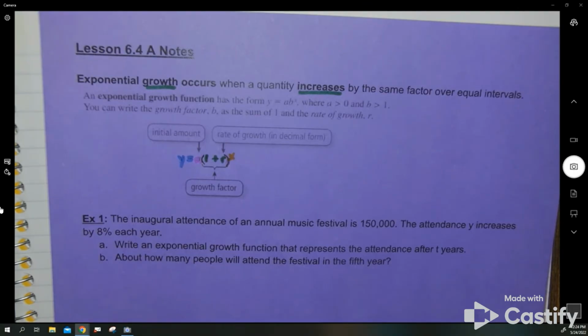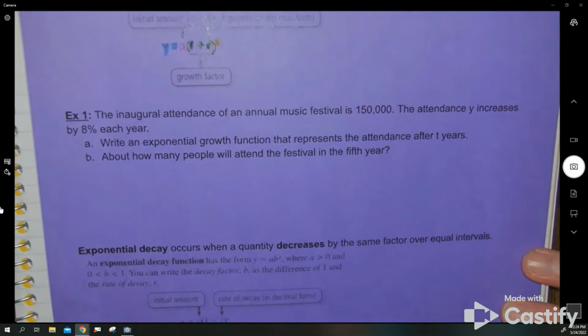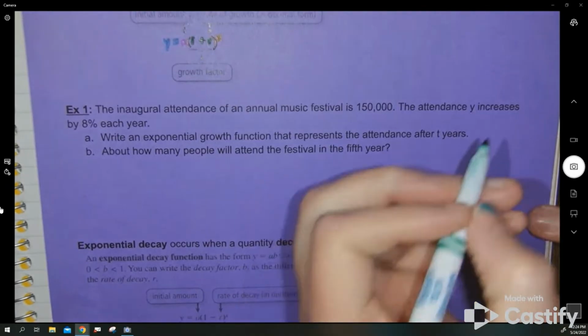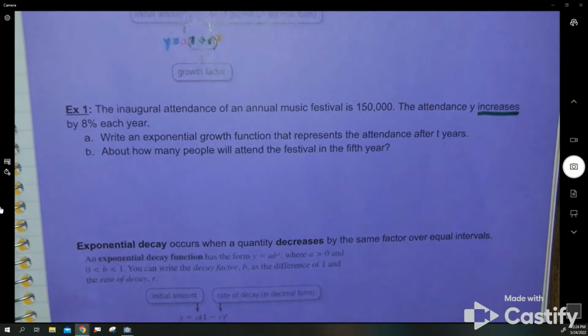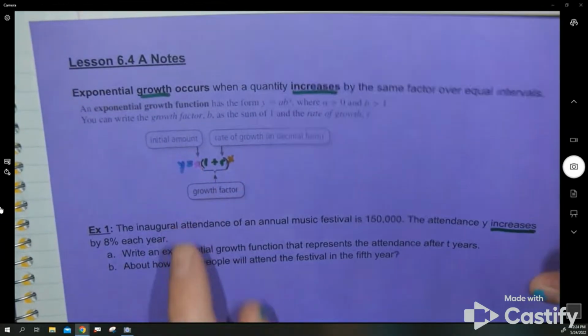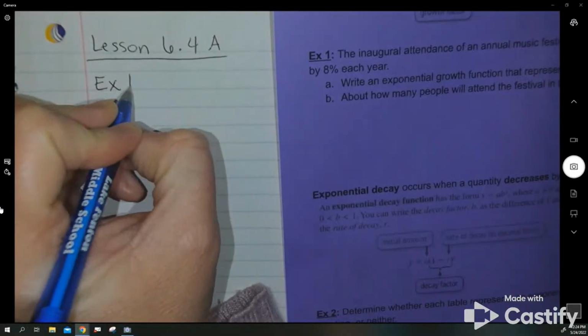Sometimes they'll give you the values for the different parts, and you'll have to use them to find missing values. So if we look at example 1, the inaugural attendance of an annual music festival is 150,000. The attendance y increases by 8% each year. Right here it talks about increasing, so we know that we're talking about exponential growth, and the rate by which it increases is 8%. It says write an exponential growth function that represents the attendance after t years. So we're going to take this formula and apply it to the information that we were given in the example.